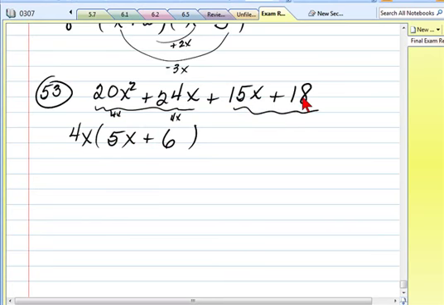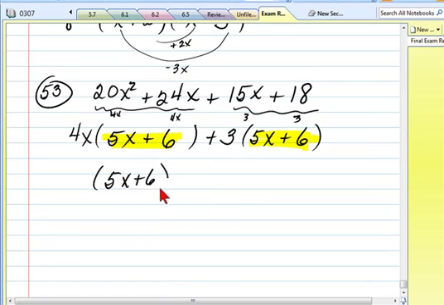What's in common in the second group? Okay, and it's a positive 3. 3 goes into 15x 5x times. 3 goes into 18 6 times. I must be doing this right because I'm getting a common binomial factor. I like to factor that out and put it in the front. And what is the leftover factor? 4x plus 3. And you can check it with FOIL.